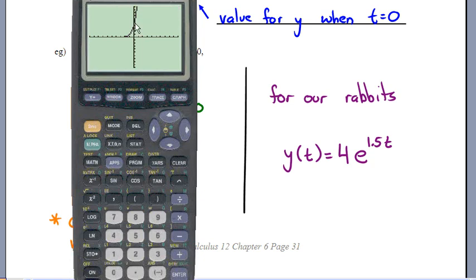And this population is just going really quickly up. So I'm going to change my window here so I can see better. I don't need negative time. Let's go forward maybe 10 years. And I'm going to have to set my maximum to something ridiculous, like, I don't know, 10,000 rabbits. And maybe tick marks every 1,000 rabbits.